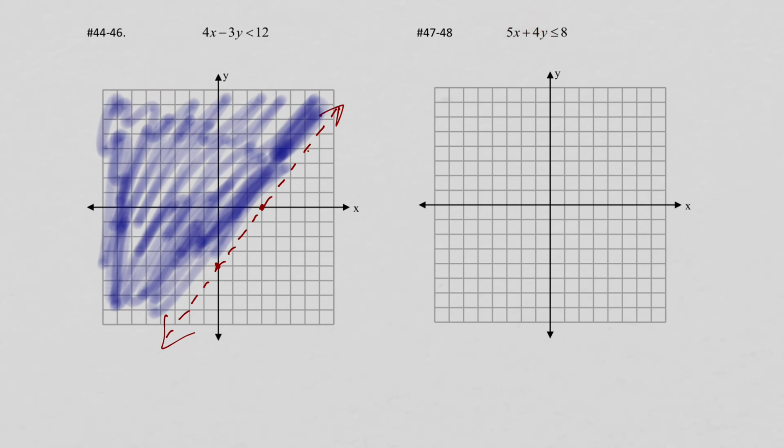Okay, this is not a good candidate for the intercept method because 5 doesn't go into 8. So I'm going to put this in the slope-intercept form. So we'll solve for y by moving the 4x over.